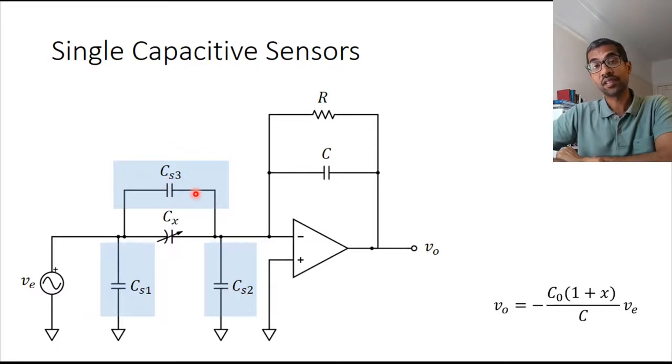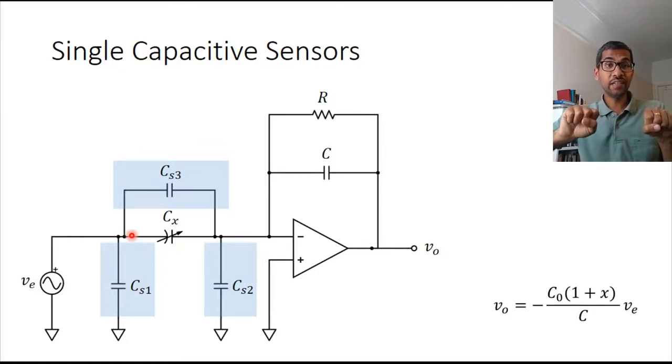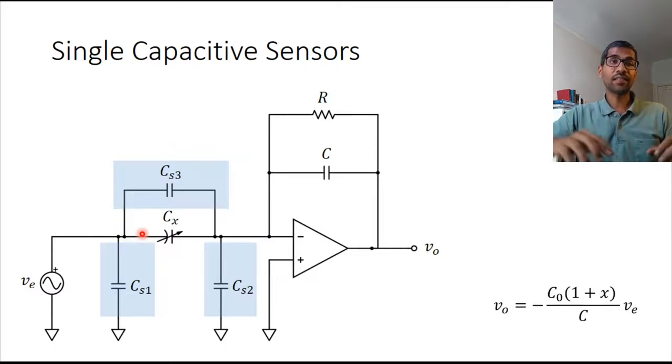You can't ignore CS3, right? Because it's in parallel to CX, and whatever measurement you make, you're going to measure the combined capacitance of CX and CS3. So how are you going to reduce CS3? One way to reduce it would be to shield your sensor and to make sure that the layout of your circuit is such that this parasitic capacitance is reduced.